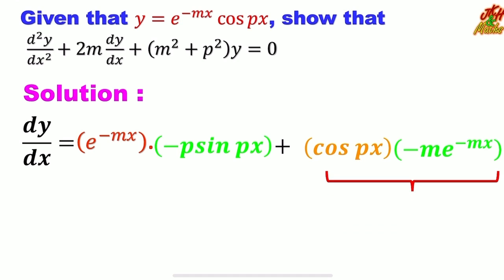By observing the second term, we simplify it and rearrange the order, putting the constant in front. So we have negative m e raised to the power of negative mx multiplied with cos px. Based on the problem given, y is equal to e to the power of negative mx cos px. Therefore, the second term will equal negative my.